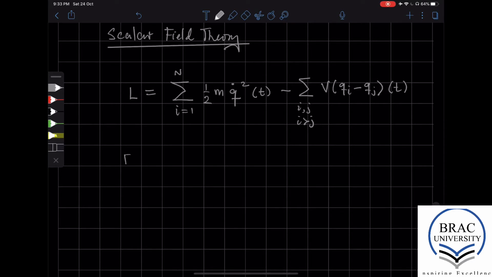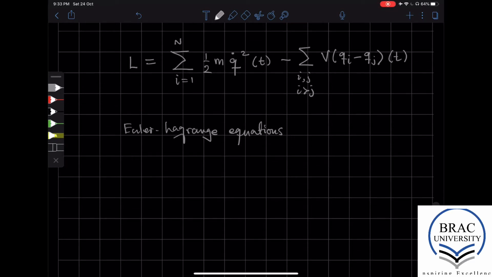So the Euler-Lagrange equations, those are the equations of motion, and they can be derived from demanding that the physical trajectory minimizes the action. Okay, more about that later. But let's just recall the Euler-Lagrange equation. So the Euler-Lagrange equation for a multi-particle system is going to be given by this.